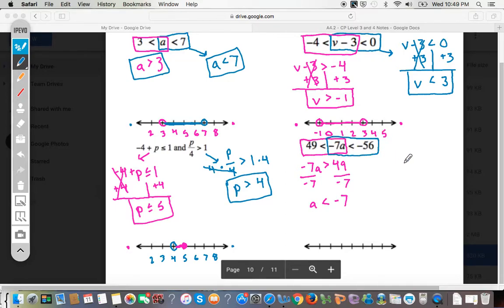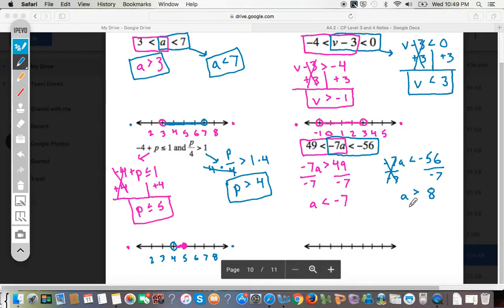Okay, I'll take a look at this side now. So I have -7a is less than -56. So divide by -7 on both sides. -7 cancels there, so I have a. Again, I divided by a negative coefficient, so I'm going to flip my sign. Okay, and I have -56 divided by -7, which is +8.